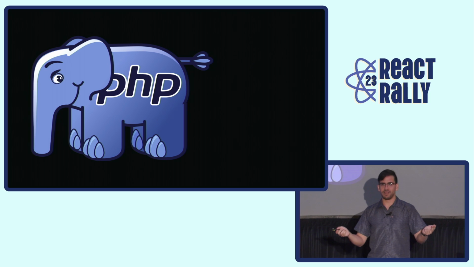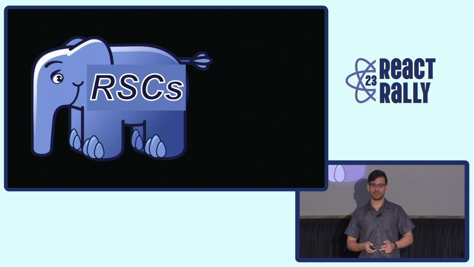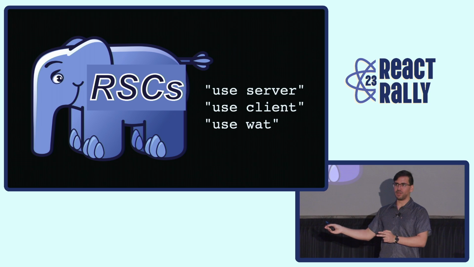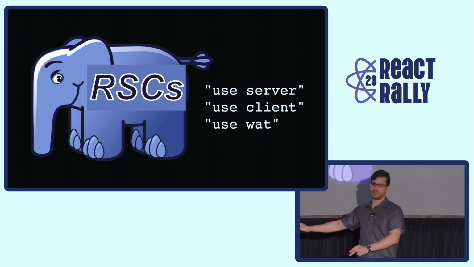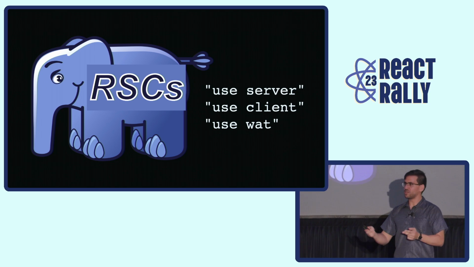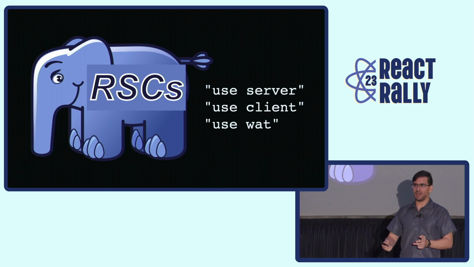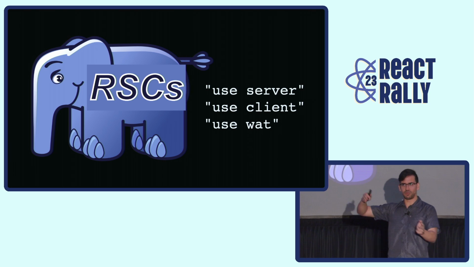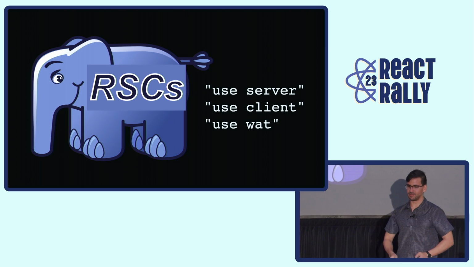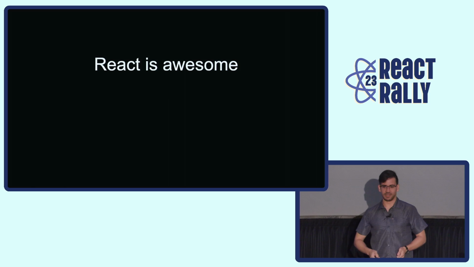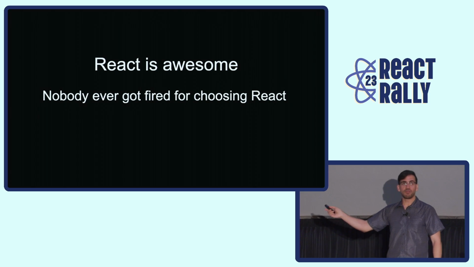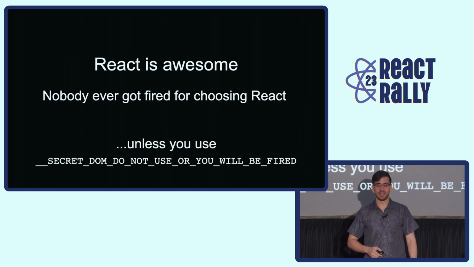Now, we do have to talk about the elephant in the room, except we don't, I'm not going to get to it, which is RSCs, right? And honestly, that's a little bit weird on its own. That's a whole other talk altogether where we're using strings to basically determine the fate of where our components live, whether it's on the server or client. Except it's not the server or client, it's really server-client boundaries that it's defining. Really, really confusing. Anyway, my main point is React is awesome, and nobody ever got fired for choosing React.